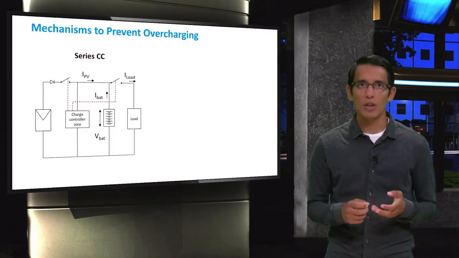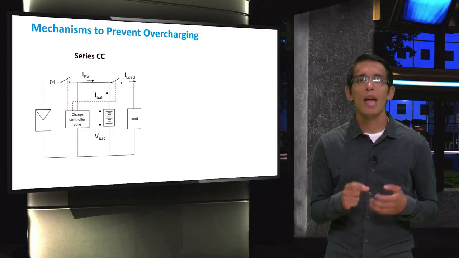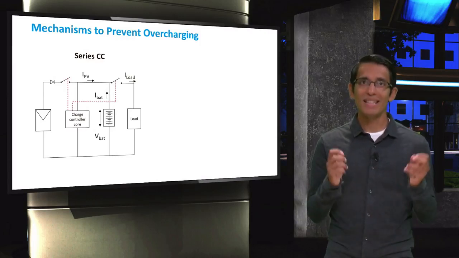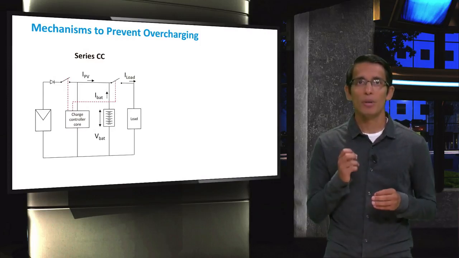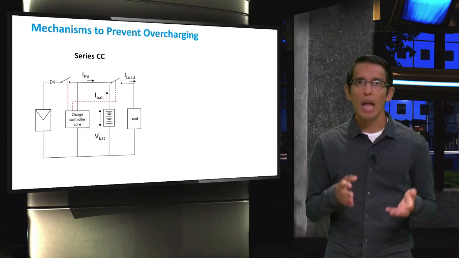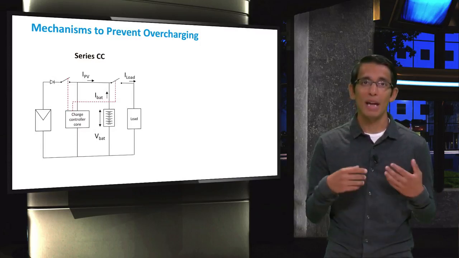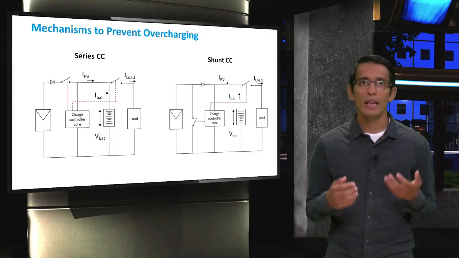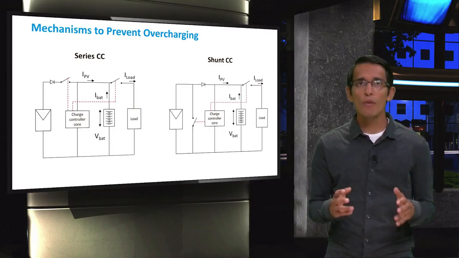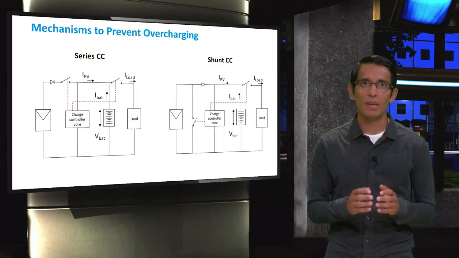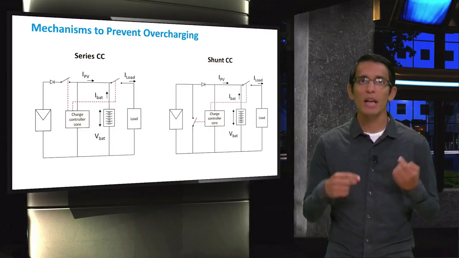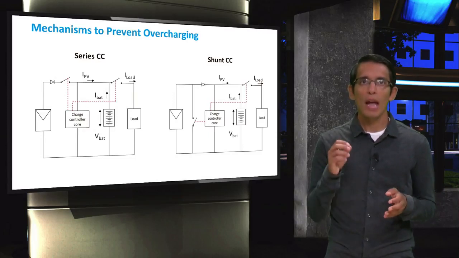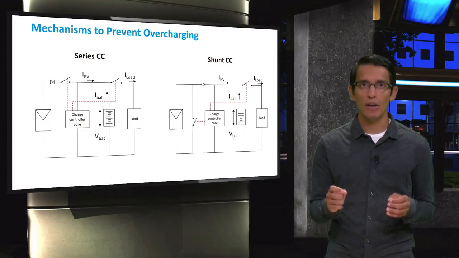The first method is called the series charge controller. In a series charge controller, overcharging is prevented by disconnecting the PV array until a particular voltage drop is detected, at which point the array is connected to the battery again and charging can continue. On the other hand, in a parallel or shunt controller, overcharging is prevented by short-circuiting the PV array. This means that the PV modules will work in short-circuit mode, and that no current will flow into the battery.